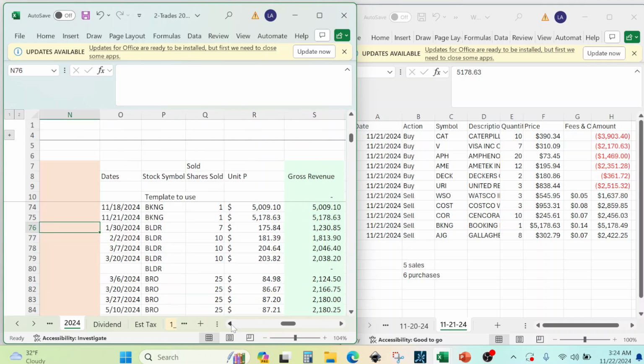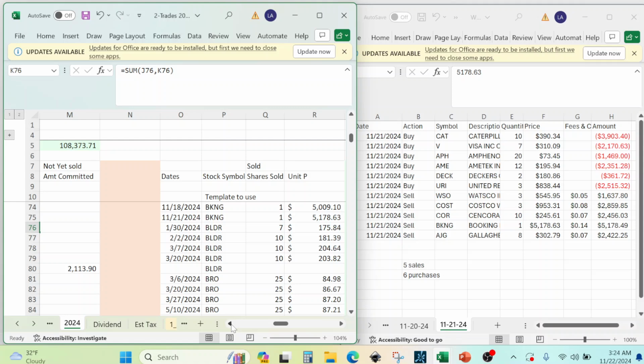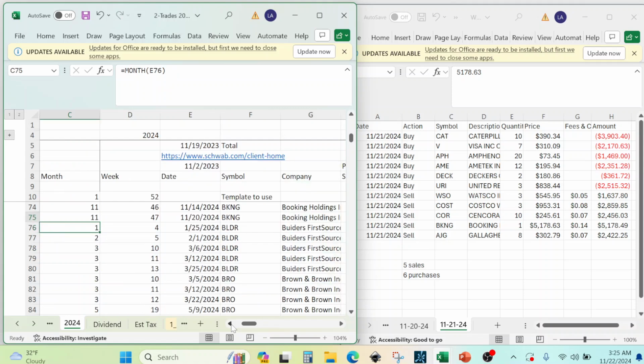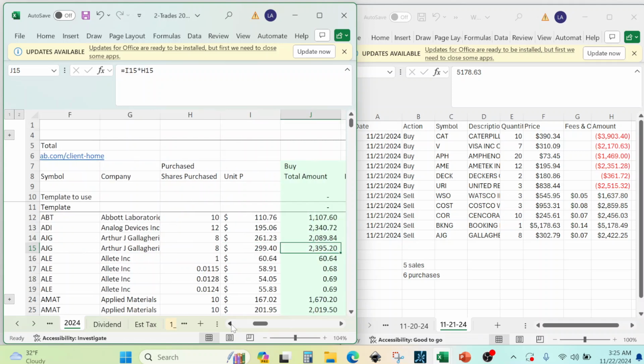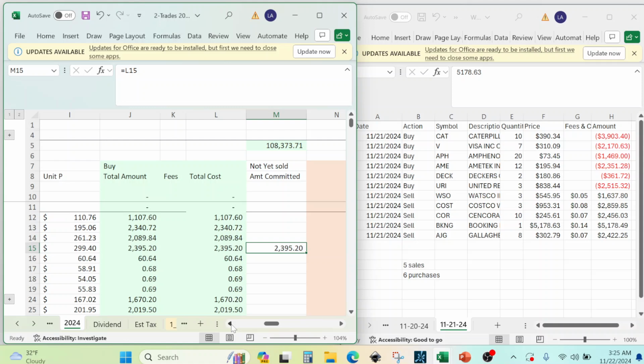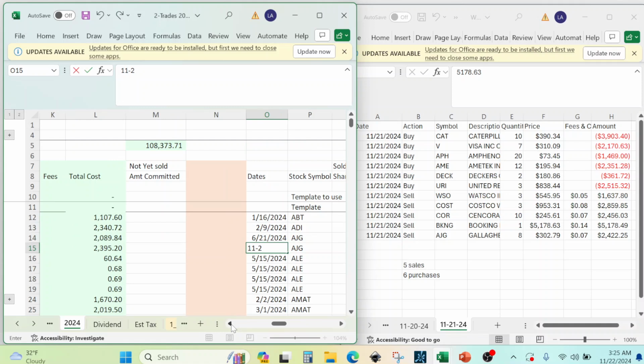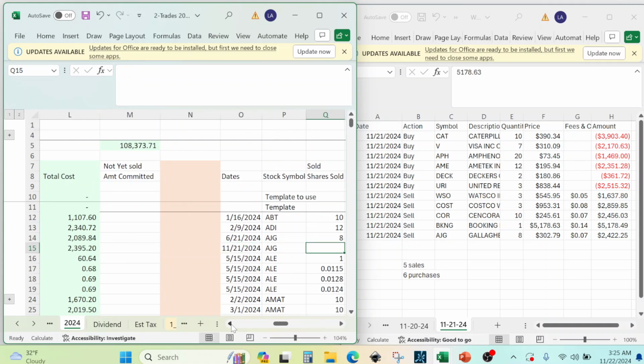So the next one is AJG. I think we bought it a while ago. Let's see what we will find on AJG. And let's keep in mind BKNG, that we bought on the 20th and sold on the 21st for a 4% return. This one, we bought in September, and it took us until November to actually sell it. So let's take this commitment out of here. November 21st, 24. How many shares? 8.